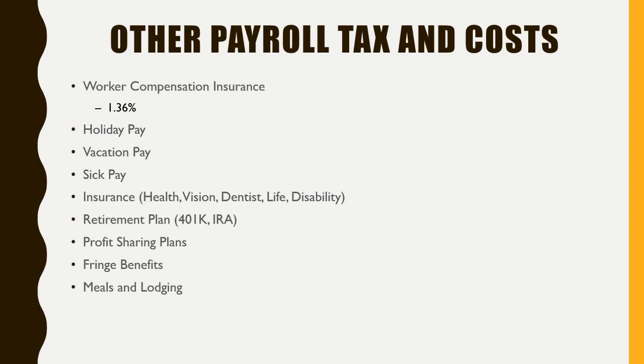So what is 1.36% of? It's going to be of the individual person's gross earnings. So in this case, that's just a number, okay? You are by law required to have some kind of workers' compensation program in the state of Nevada, okay? So for this class, we're going to be using 1.36%.